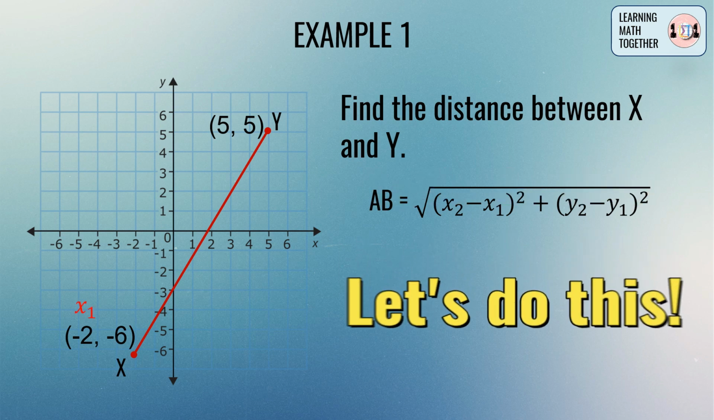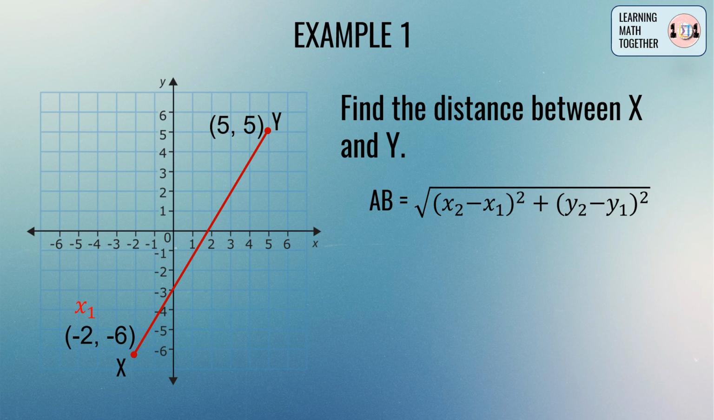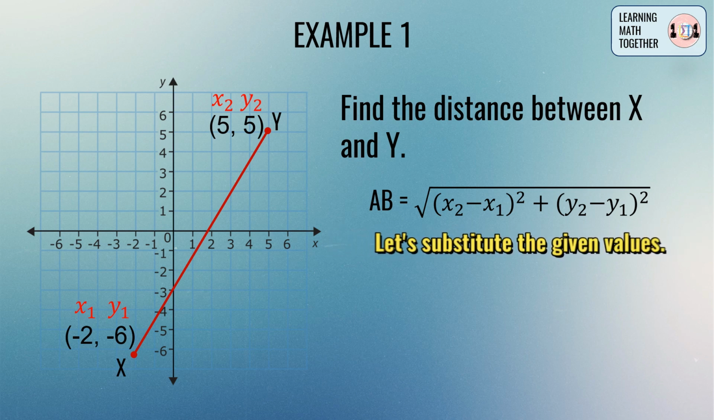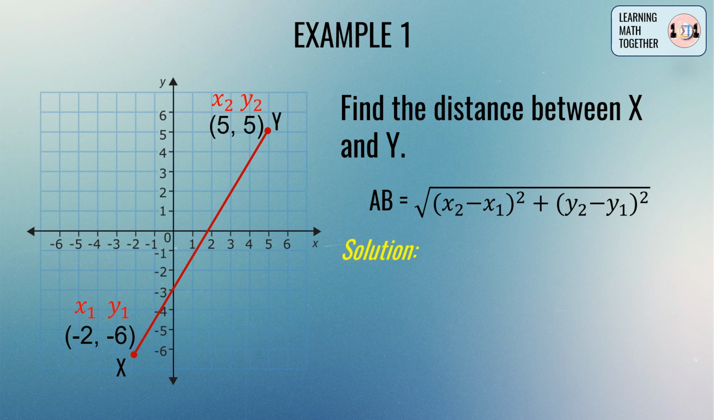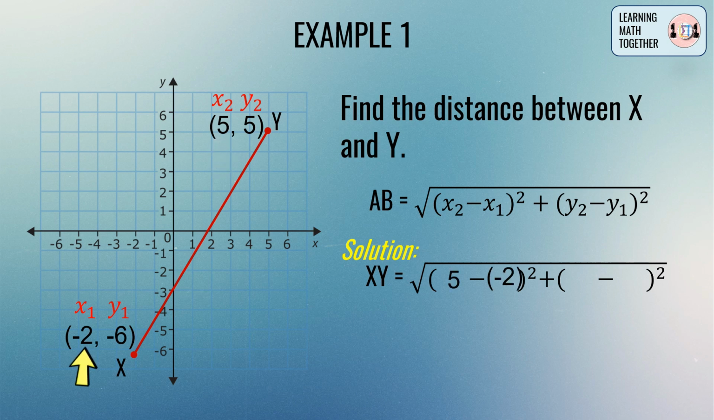So let us solve for this. Before we solve, take note that this is our x sub 1 and y sub 1, and this is x sub 2 and y sub 2. Now we are ready to substitute all the given coordinates to our formula. Let's begin solving. Instead of having AB here, we could just replace it with XY, since that is the distance that we are looking for, and then substitute the values of our coordinates. The value of x sub 2 is equal to 5, x sub 1 is negative 2, y sub 2 is 5, and y sub 1 is equal to negative 6.